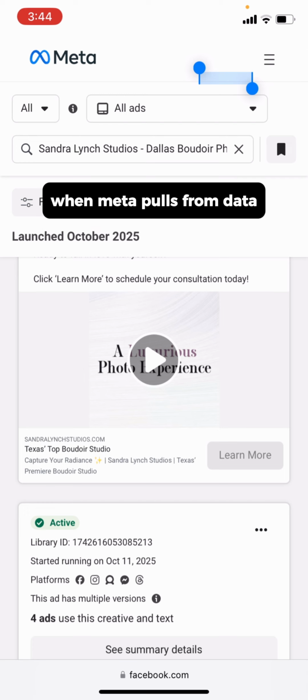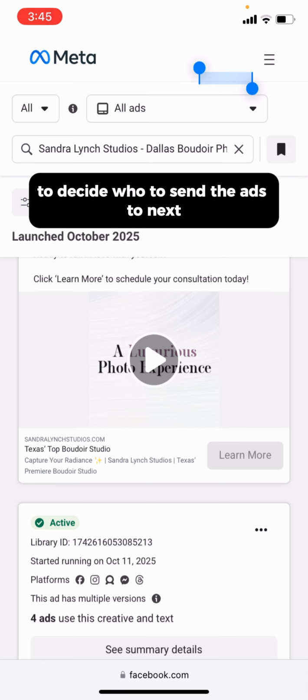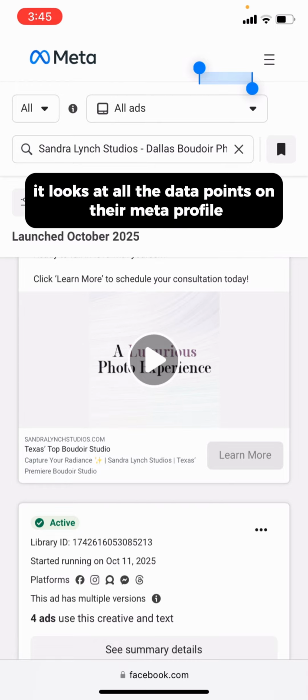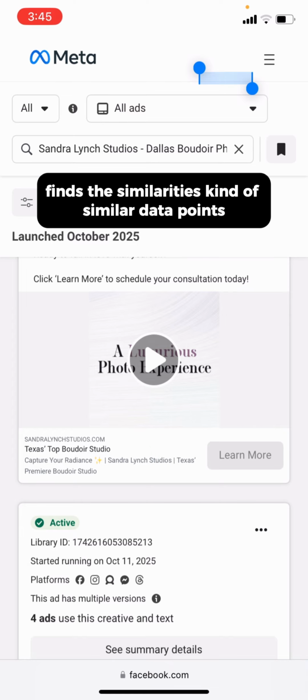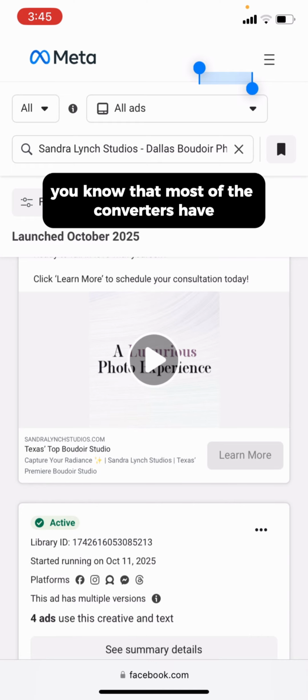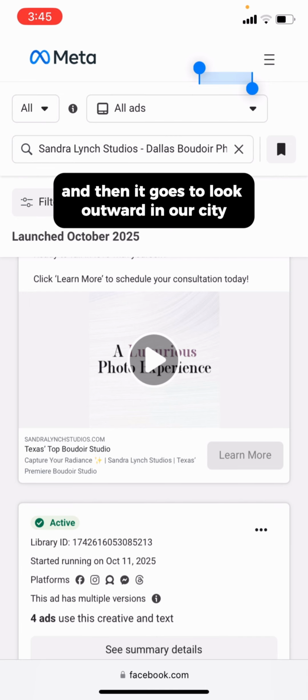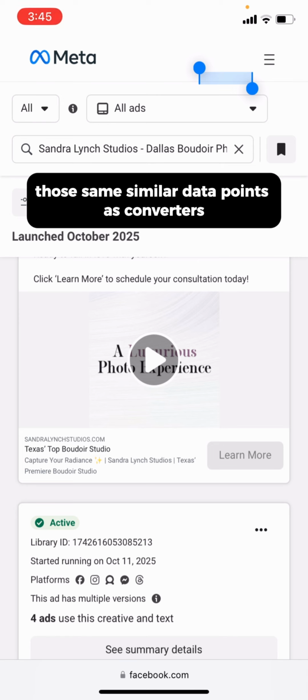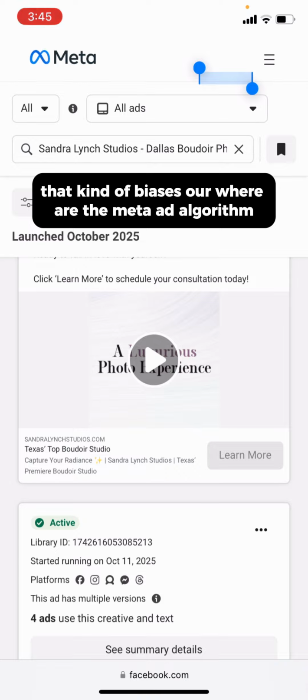When Meta pulls from data to decide who to send our ads to next, one of the pools it pulls from is converters, so those who converted on our ad. Basically, it looks at all the data points on the Meta profiles of those who have converted, finds the similarities, or some combination, and then looks outward in our city for other profiles with the same or close to those same data points as converters. So that's pool 1, which biases where the Meta ad algorithm goes with our ad.